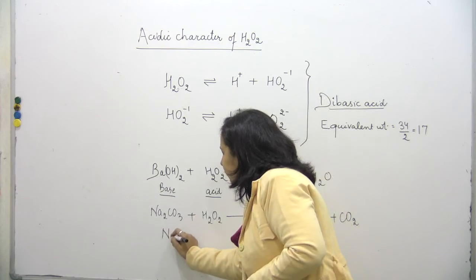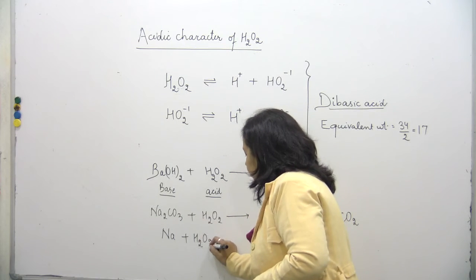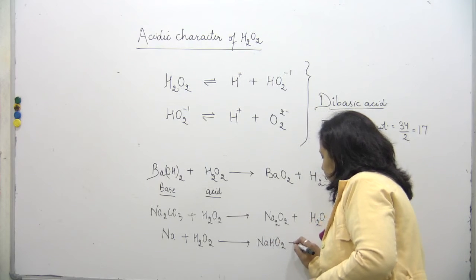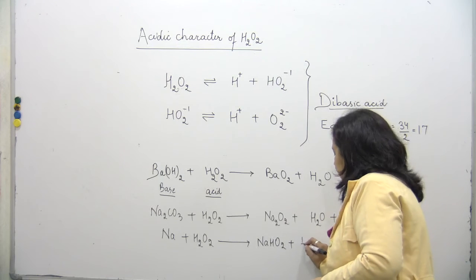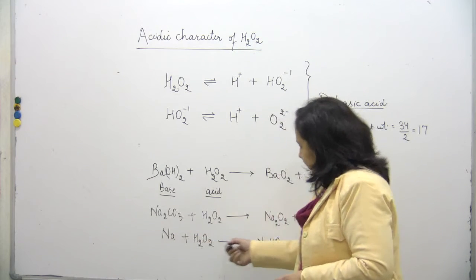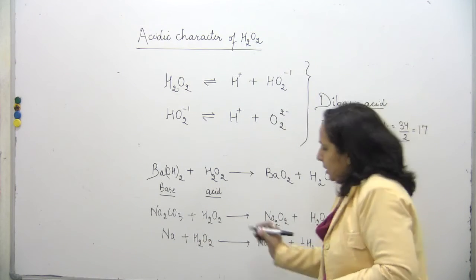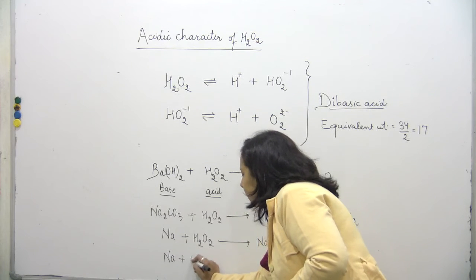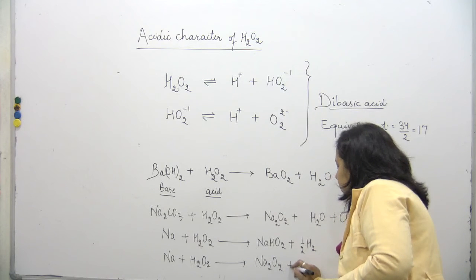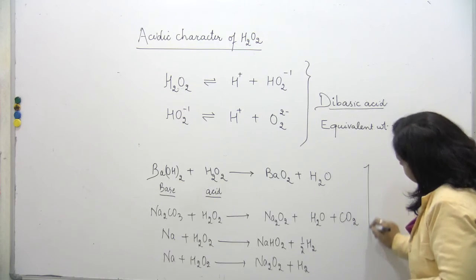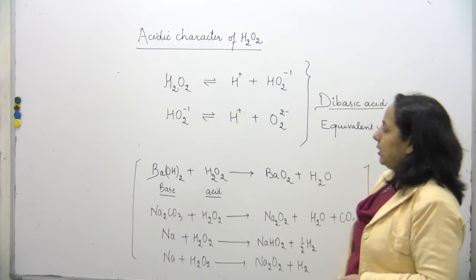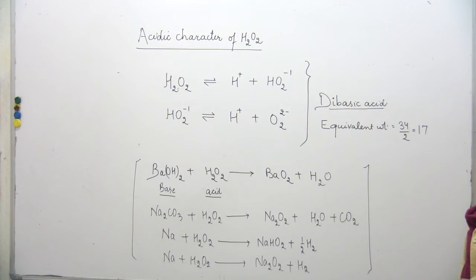Another reaction we can have is if we have sodium metal reacting with H2O2, we get sodium HO2 plus half hydrogen. And this reaction is indicating that a metal reacts with an acid to give us hydrogen gas. If this reaction is further carried out, we can get Na plus H2O2 giving Na2O2 plus hydrogen. All these examples are indicating that hydrogen peroxide is going to be acidic because it can react with metals, carbonates, and hydroxides.